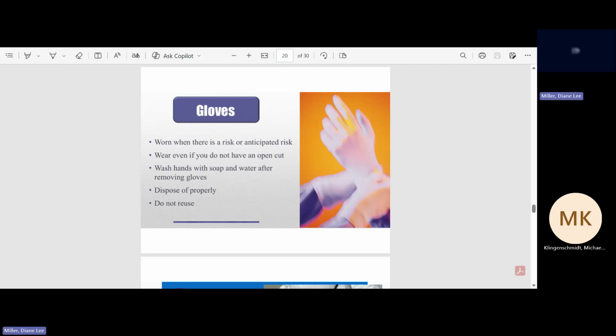You want to wear these anytime there is a known or anticipated risk of encountering blood or OPIMs. Definitely wear them whether you have an open cut or not. And then again, you also want to wash your hands in an approved way before and after removing the gloves. Make sure that you're disposing of these properly, as I described earlier, and make sure that you do not reuse these gloves.